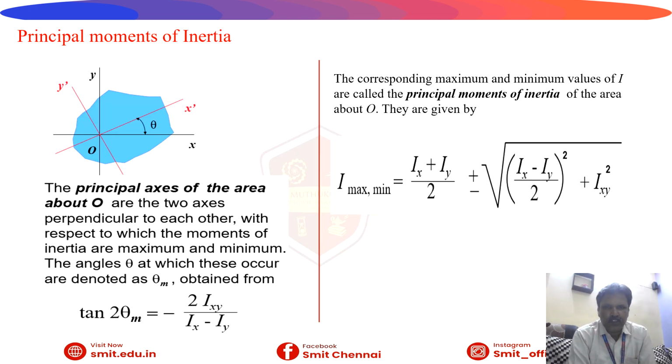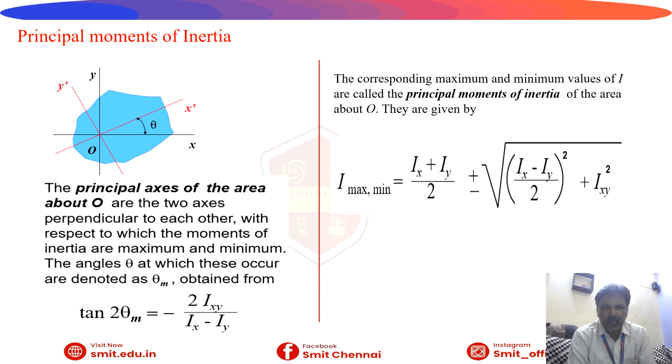Then the principal moment of inertia. The principal axes of the area about O are the two axes perpendicular to each other with respect to which the moments of inertia are maximum and minimum. The angle theta m at which this occurs is obtained from tan 2 theta m equal to minus 2 Ixy divided by (Ix minus Iy). The corresponding maximum and minimum values of I are called the principal moments of inertia of the area about O.